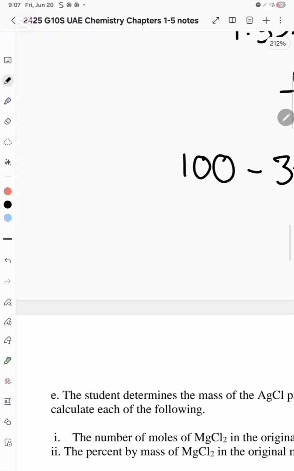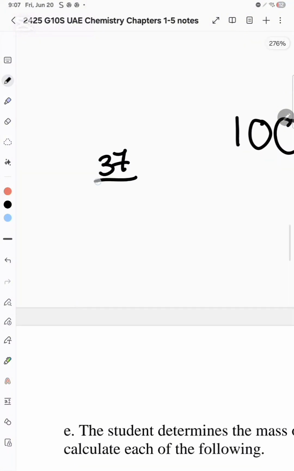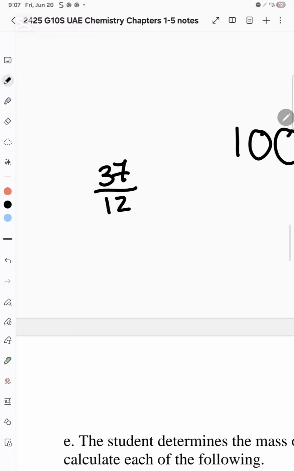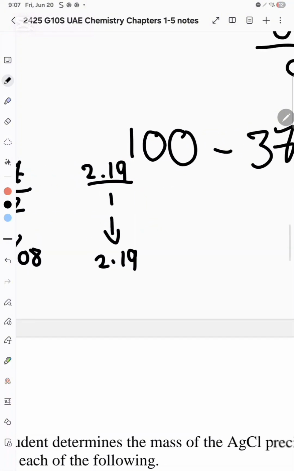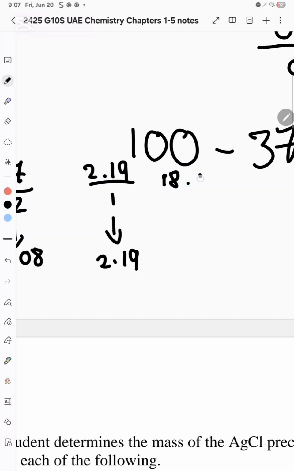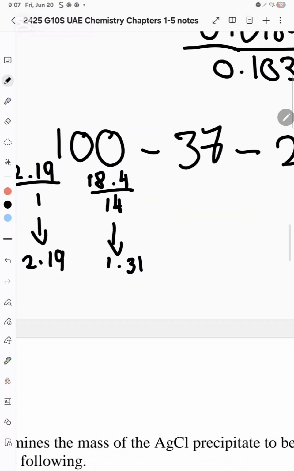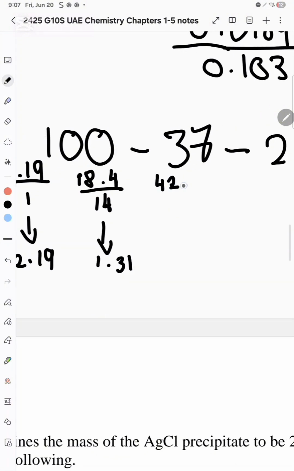Now we do the same thing we've been doing for the past few questions, percentage over molar mass to get your moles. This one gives you 3.08. Now 2.19 divided by 1 gives you 2.19 moles. Now 18.4 over 14 gives you 1.31, and 42.4 divided by 16 gives us 2.65.